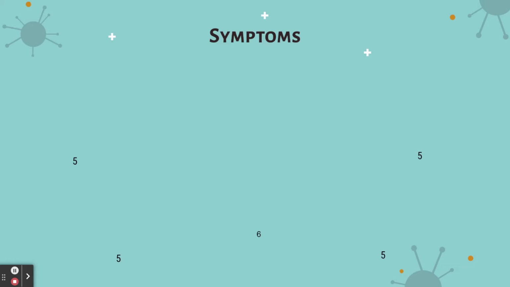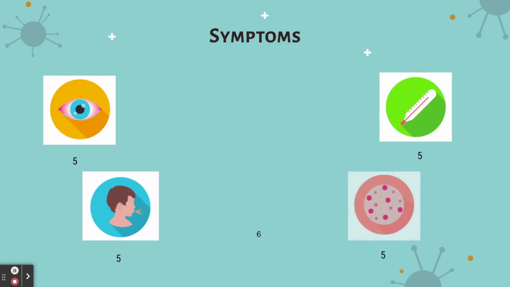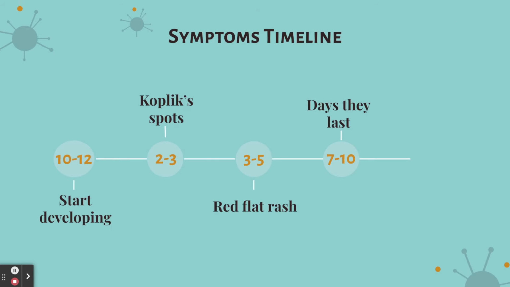What are the symptoms? The symptoms of measles include inflamed eyes, dry coughs, high fever, rashes, runny nose, or having a sore throat. Symptoms start developing typically 10 to 12 days after exposure to an infected person, and the symptoms last 7 to 10 days.